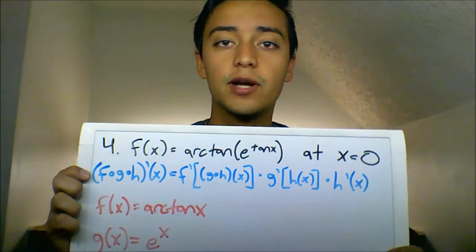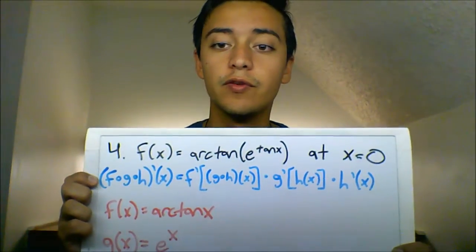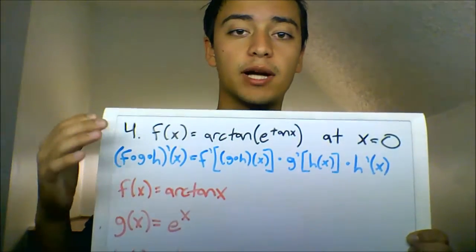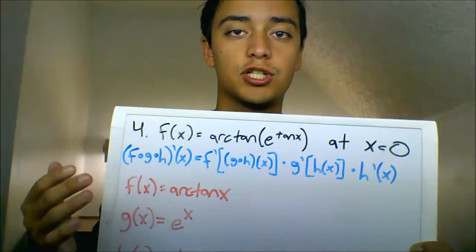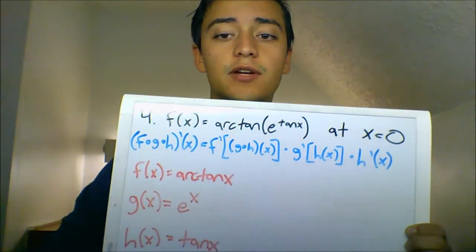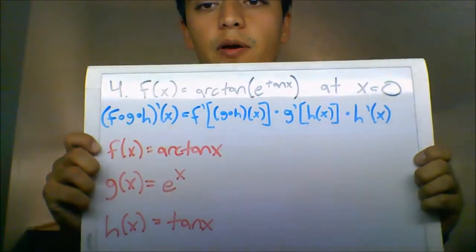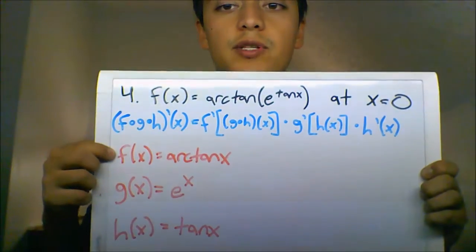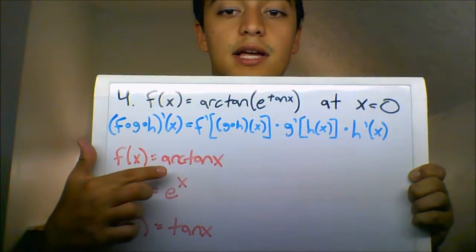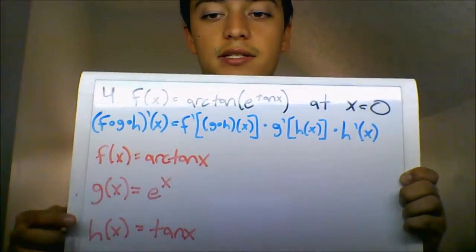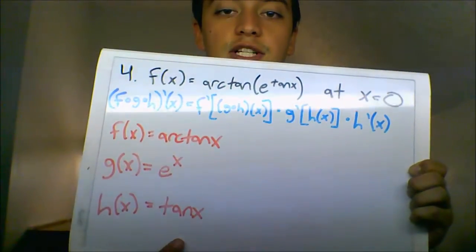Here in blue we have the equation that we just derived for the derivative of f of g of h of x. And now we're going to break down this problem in order to fully understand it. First, we can recognize here in red that there are 3 functions in the problem. So we're going to use f of x as arctangent, g of x as e to the power of x, and h of x as tangent x.